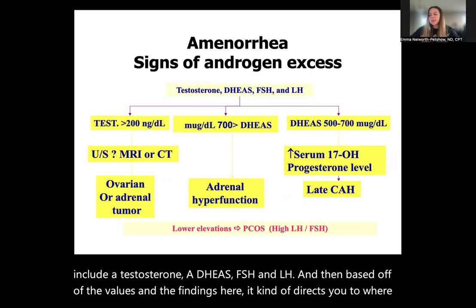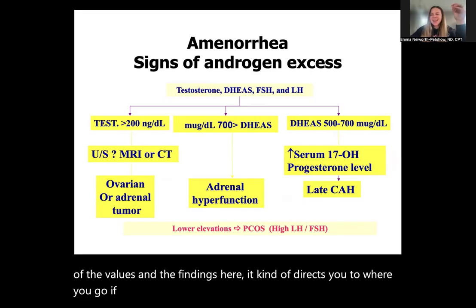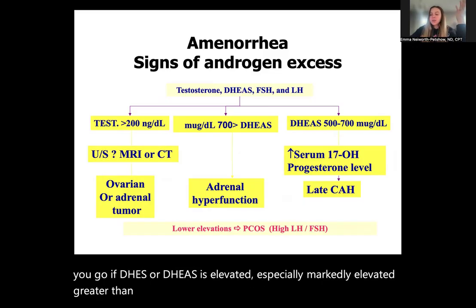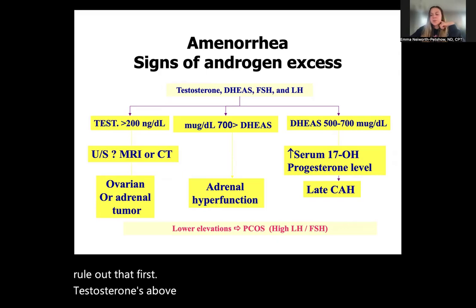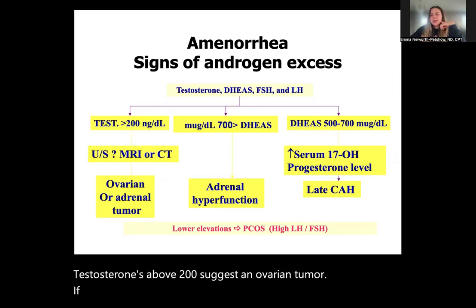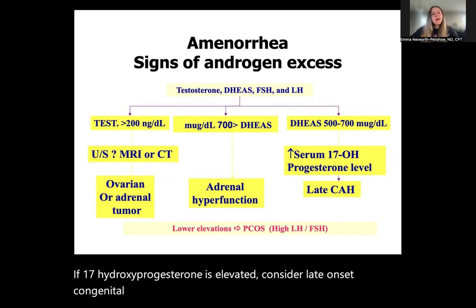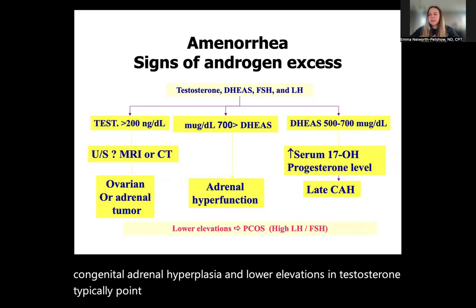If DHEAS is elevated, especially markedly elevated, greater than 700, adrenal tumor is suspected. And so you'd want to rule out that first. Testosterone above 200 suggests an ovarian tumor. If 17-hydroxyprogesterone is elevated, consider late onset congenital adrenal hyperplasia. And lower elevations in testosterone typically point more towards a PCOS diagnosis.